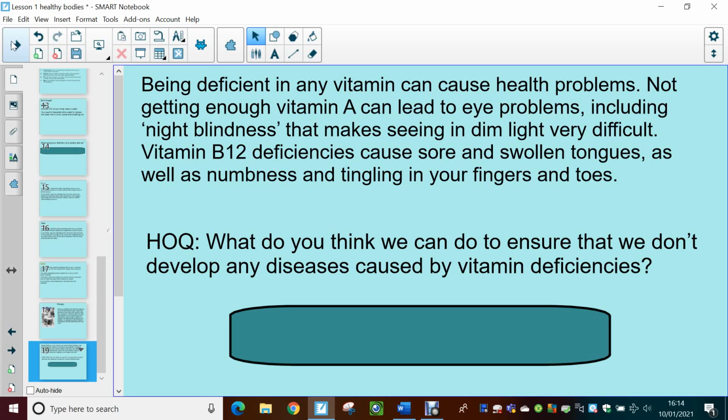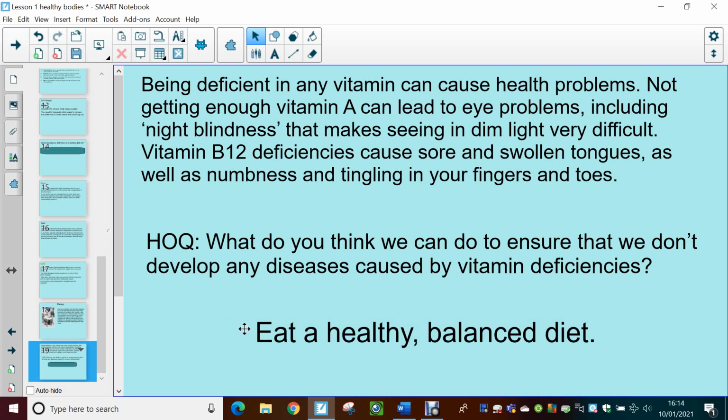And to finish, what do you think we can do to ensure that we don't develop any diseases caused by vitamin deficiencies? Getting tongue-tied today saying vitamins. Eat a healthy and balanced diet. So if for tea tonight, your adult at home has got a big pile of broccoli on the side of your plate, eat it. It will make you strong, fit and healthy.